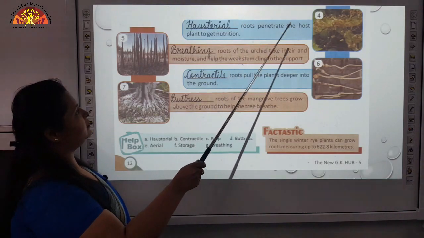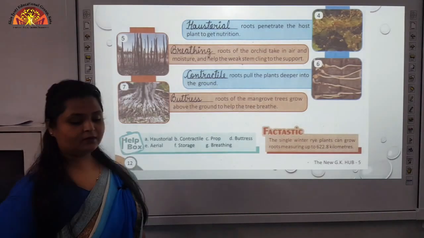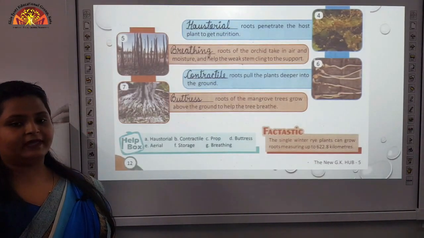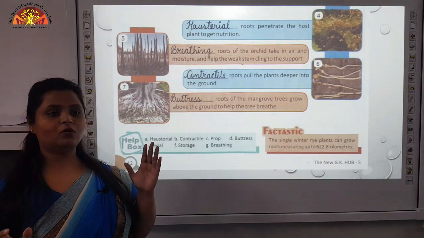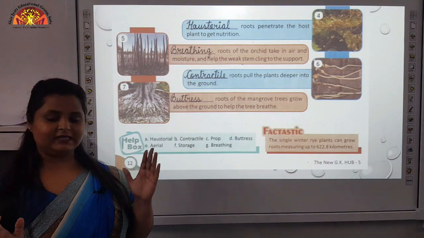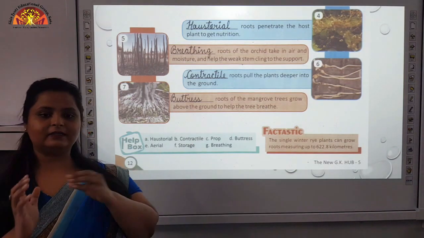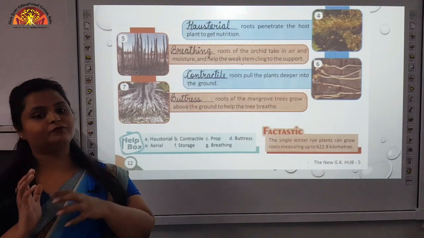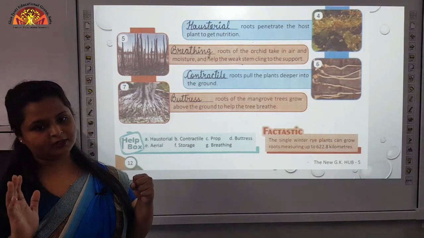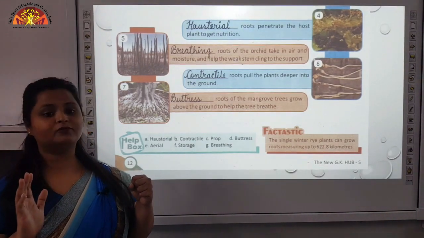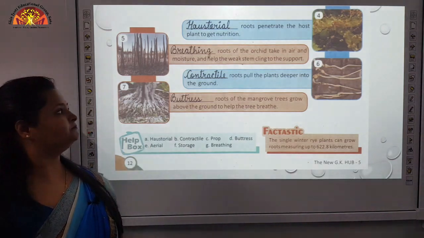Haustorial roots penetrate the host plant to get nutrition. Now what are haustorial roots? For example, say two roots are there, A and B. Okay, the A one is very lazy. So for getting the food, this A root will inject some of its part into the B root, and take food from the B root. So B root will be the host root because it is giving food to A root, and A root will be the haustorial root.